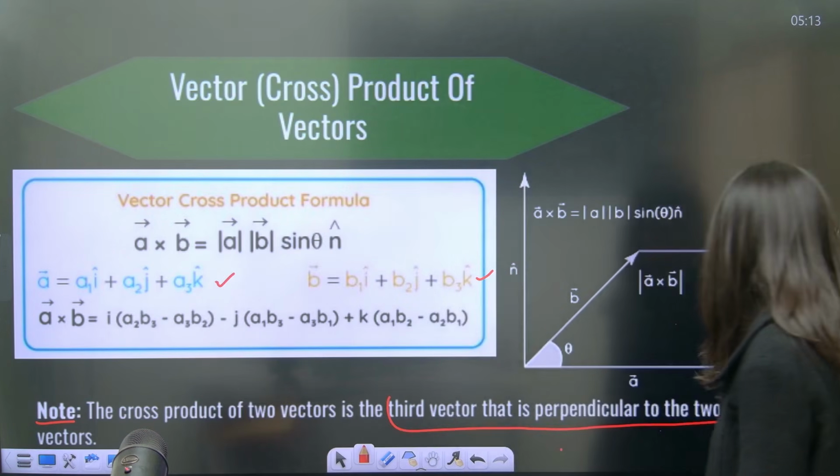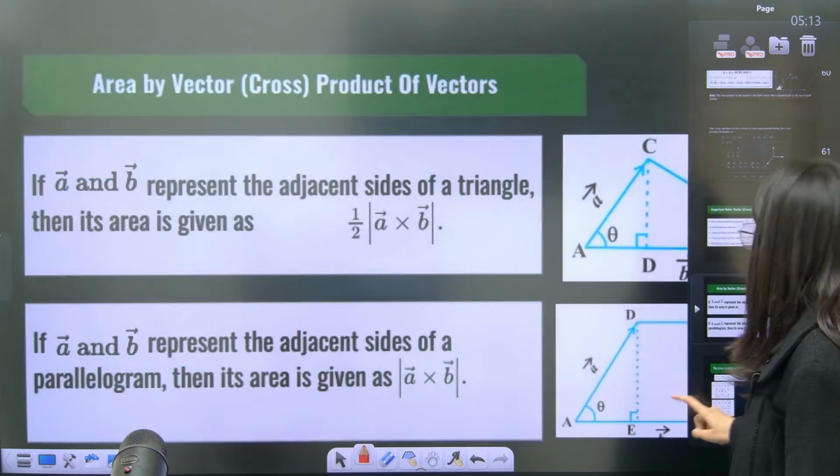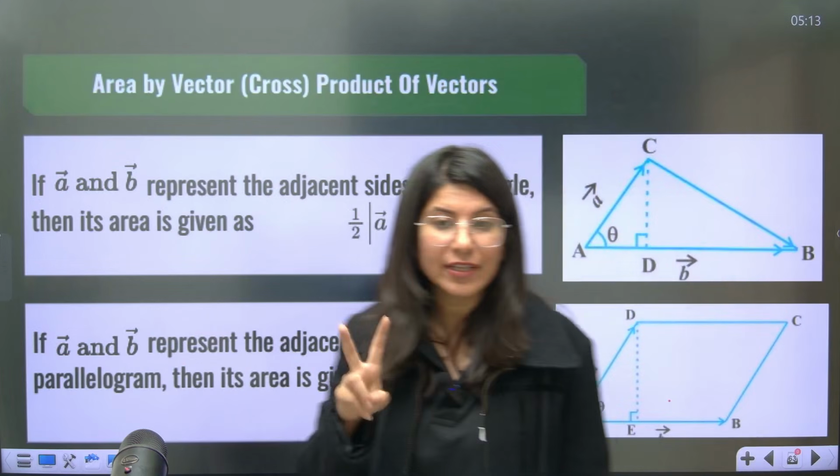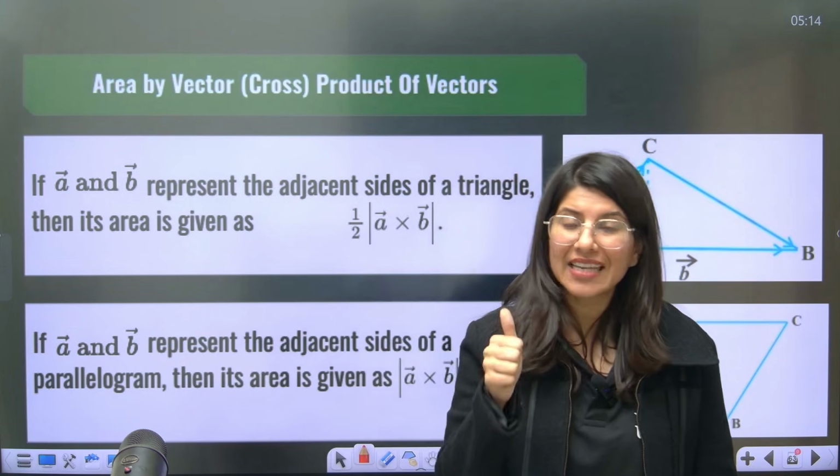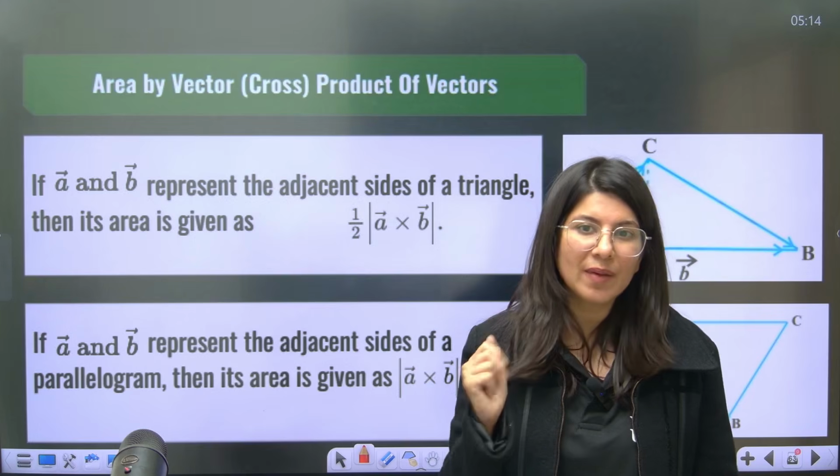Okay, so this is what your cross product is. Now, there are two important applications of cross product. Number one is area of triangle. Number two is area of parallelogram.